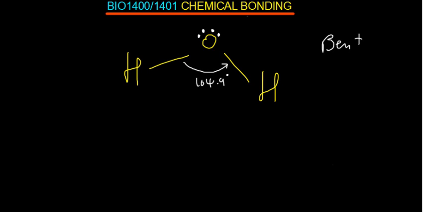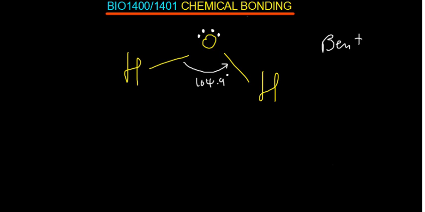Okay, so that is going to be the bond angle. So why does it become a bent shape? Because we have these lone pairs of electrons. Water has two lone pairs. Two electrons is called a pair, so it has two lone pairs. Those electrons are going to push themselves away from each other, and so water is going to be bent shaped.